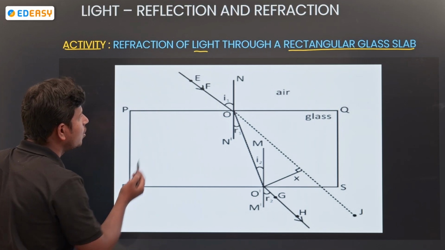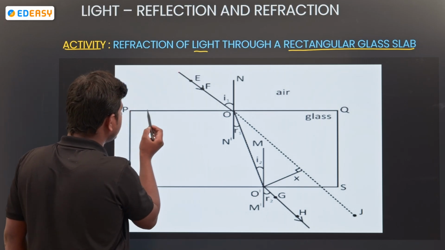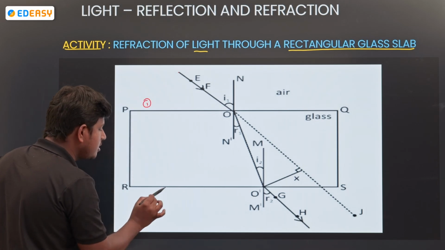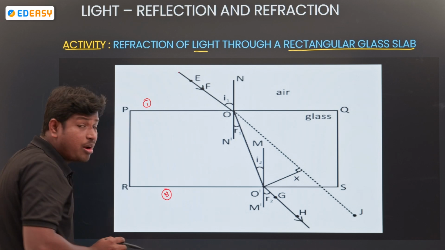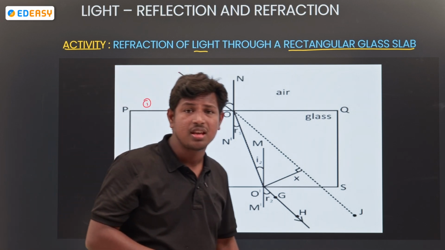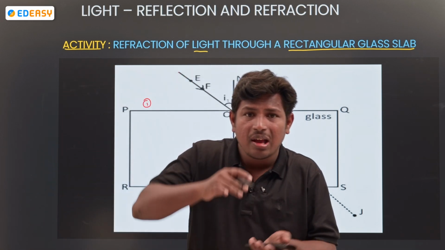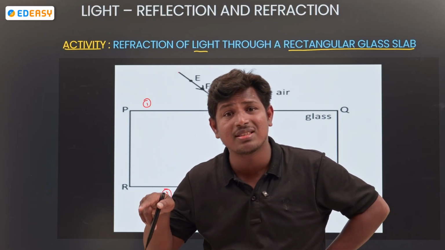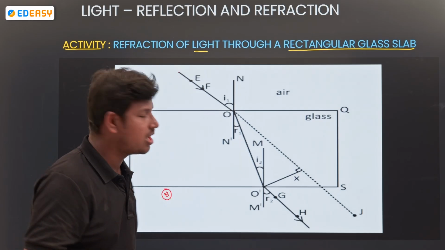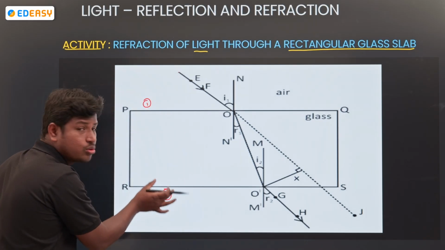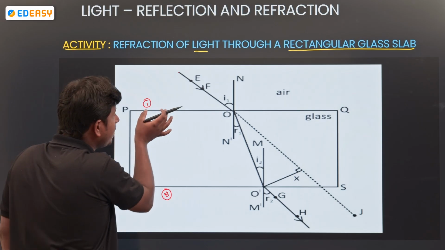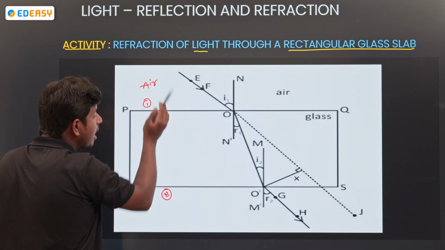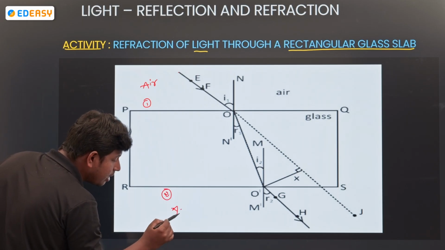What happened here? First, light entering. Let us take two surfaces. This is surface 1 and this is surface 2. If you compare the first and second surfaces, how will the two surfaces be? Both are parallel to each other, right? Where is the first surface? Above the first surface is air, and below the second surface also air only.